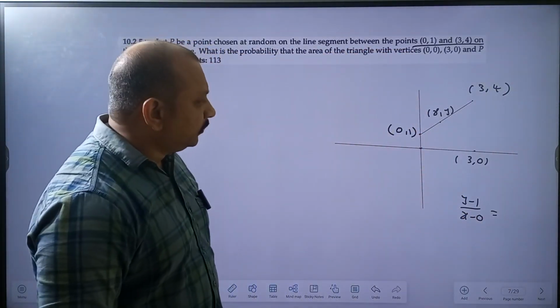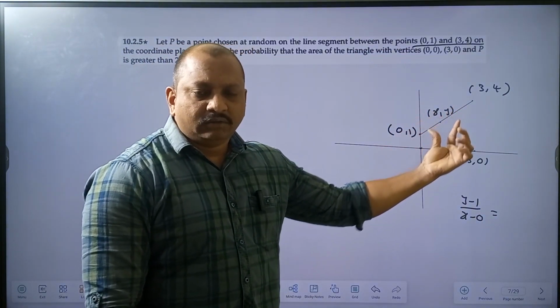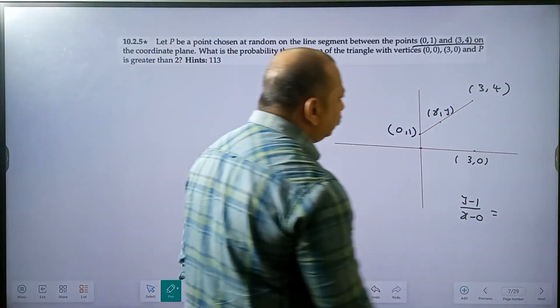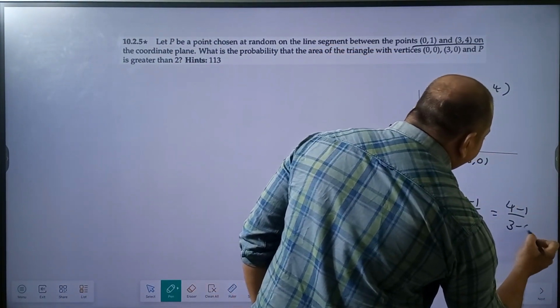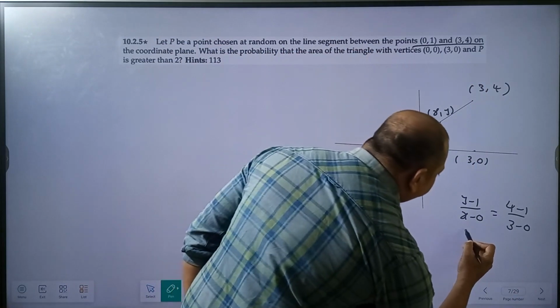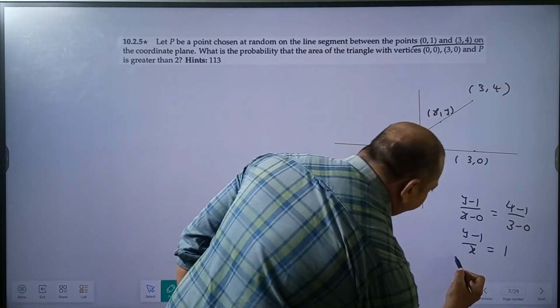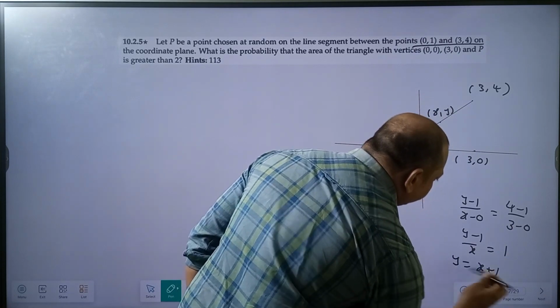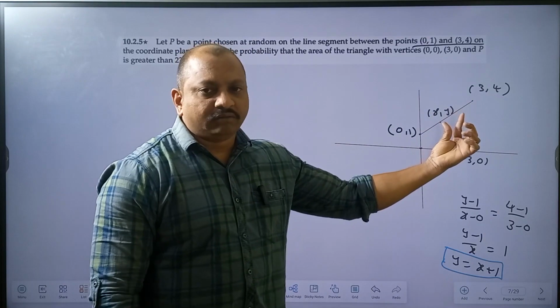4 minus 5. Why did you write the y point? What is the actual slope? Okay, from (3, 4) and (0, 1): 4 minus 1 divided by 3 minus 0, which is simply 1. So (y minus 1) by x equals 1. From this we have y equals x plus 1. This is the equation of this line.